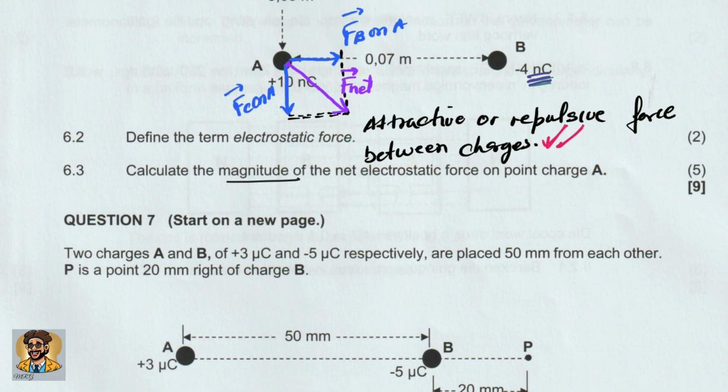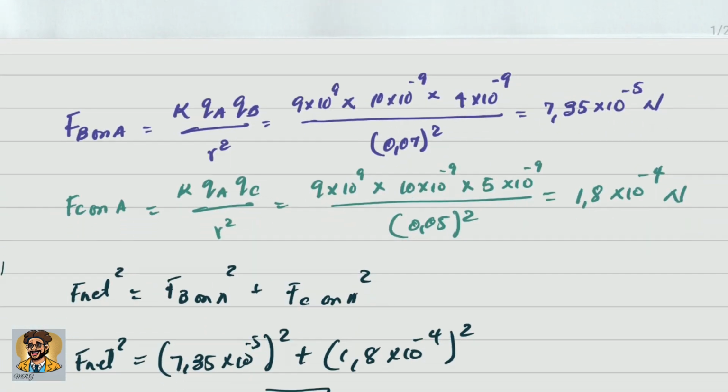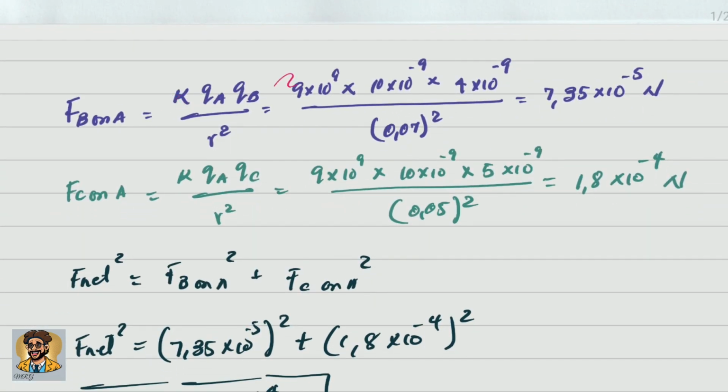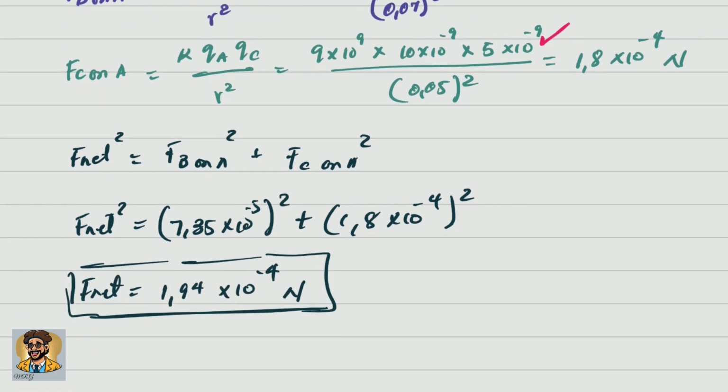The question is 5 marks, so let's quickly give the marks here. You will get 1 mark for Coulomb's law formula wherever you write it, 1, 2, and 3 for the substitution in these two calculations, 4 for the substitution in the Pythagoras formula, and 5 for the final answer. That is how we get the marks here.